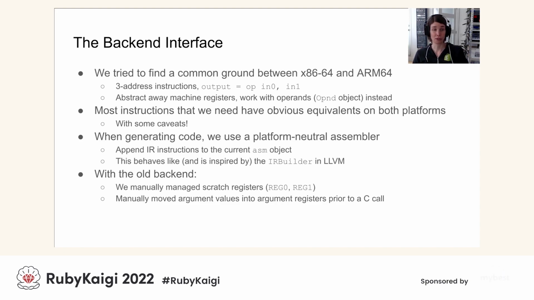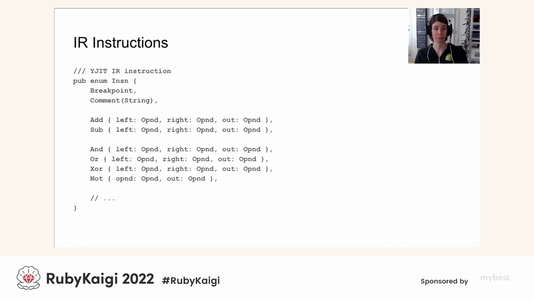The new backend is a pretty good usability improvement over the old backend, because with the old backend, we needed to manually manage things like scratch registers. And we needed to do things like manually move argument values into argument registers prior to a C call.